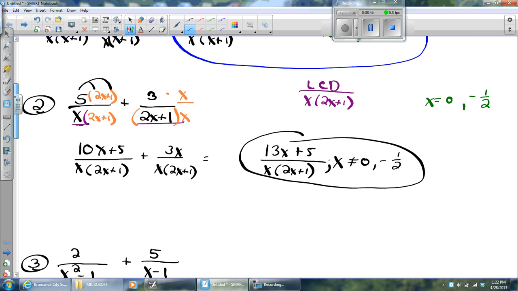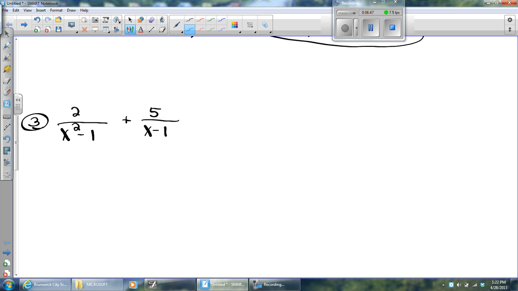All right, another example. Now, this one's going to fool you. Hopefully, you're recognizing that x squared minus 1 is factorable. And so I'm going to factor that into x plus 1, x minus 1. Okay, always look to factor. So I'm going to go find the restrictions. I know that x cannot equal plus or minus 1.